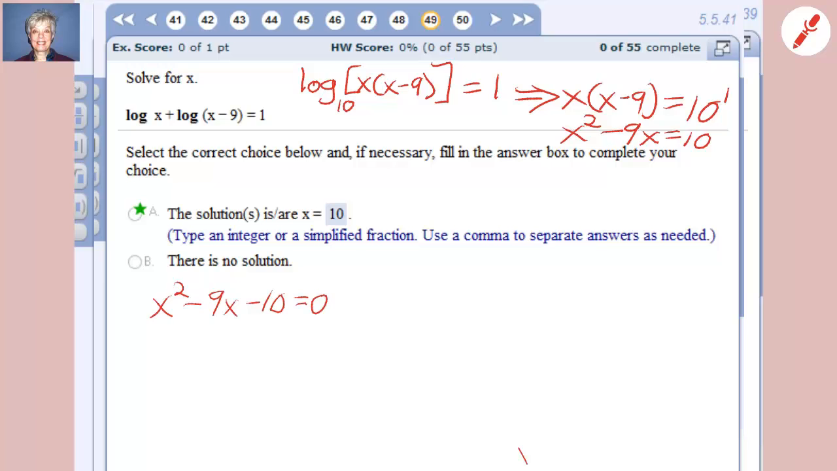Now let me see if this is factorable. x and x, and let's see, yeah, negative 10 times 1 equals negative 10, and negative 10 plus 1 equals negative 9. All right, so I'll have x minus 10 times x plus 1. Set each factor equal to 0 and solve.